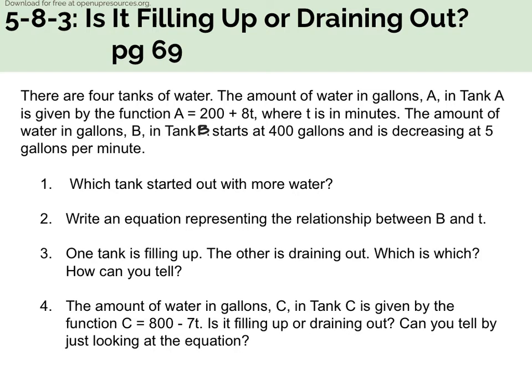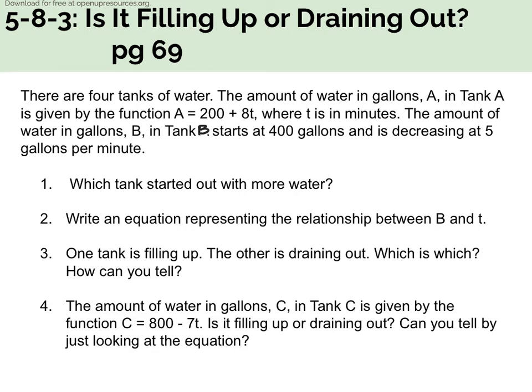And number 4, the amount of water in gallons for C. Tank C is given by the function C equals 800 minus 17. Is it filling up or draining out? How can you tell for that? Okay, so go ahead, go through all these equations and answer those. So pause and answer it, right? And then once you're done, go ahead and come back to me.